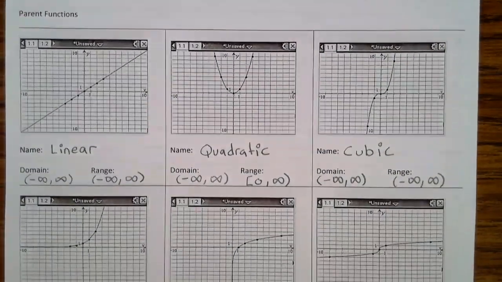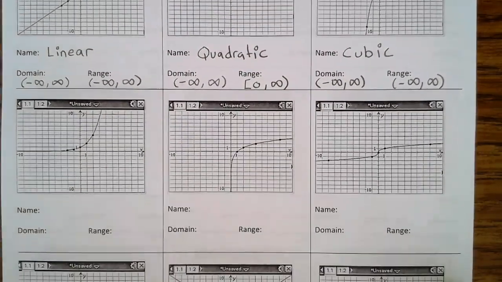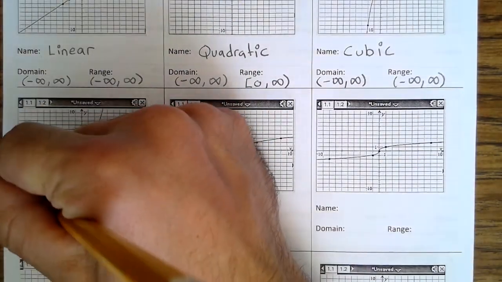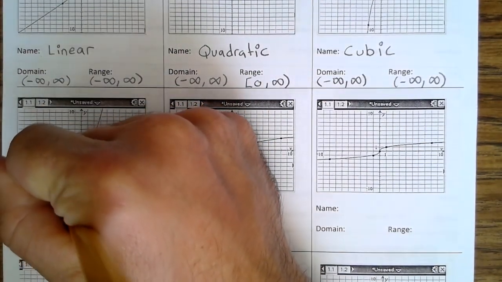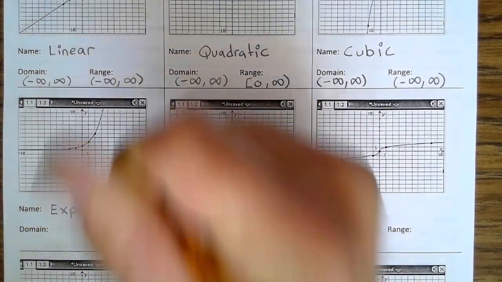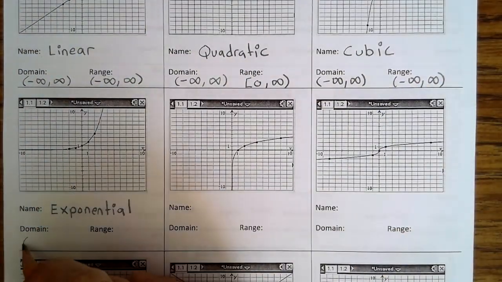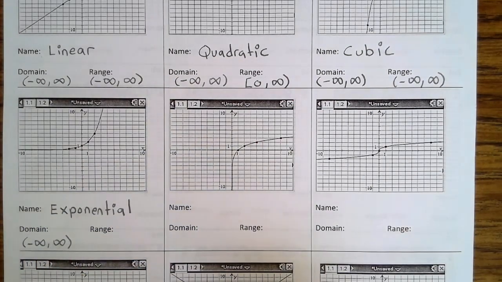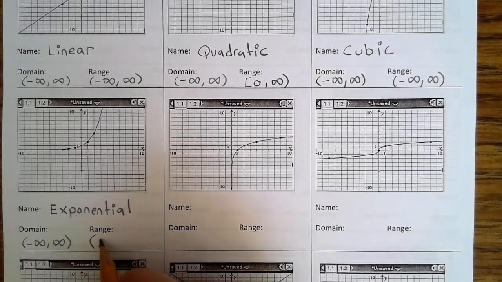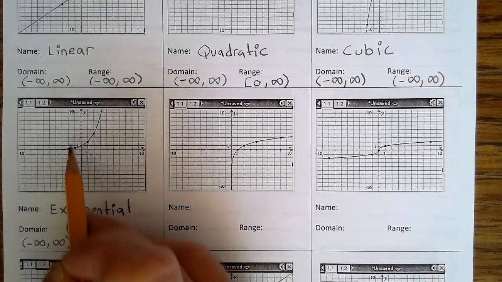All right, let's look at the next one. The next one is exponential. And the domain is from negative infinity to positive infinity. Now the range, it looks like it touches 0, but it doesn't. So it's actually from 0 to infinity. So it's from 0, it doesn't include 0, to infinity.